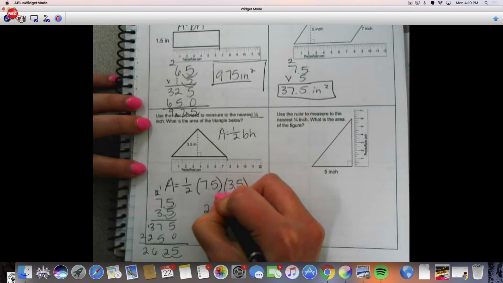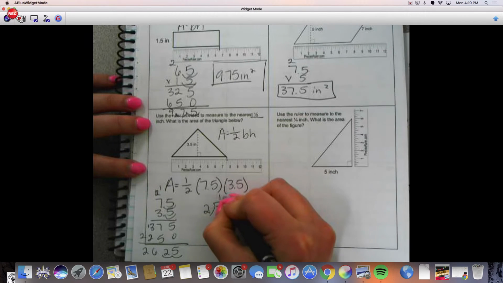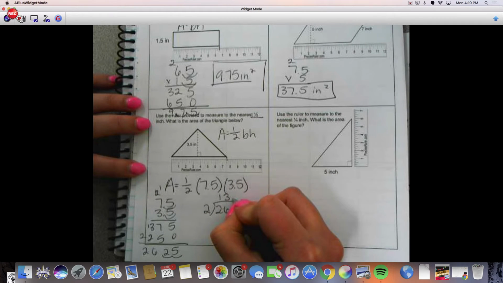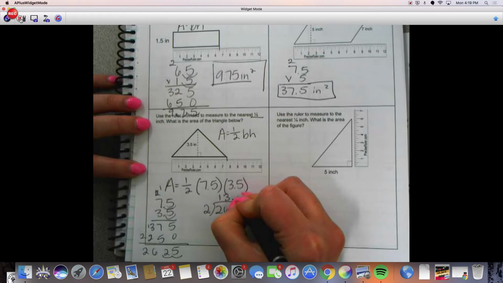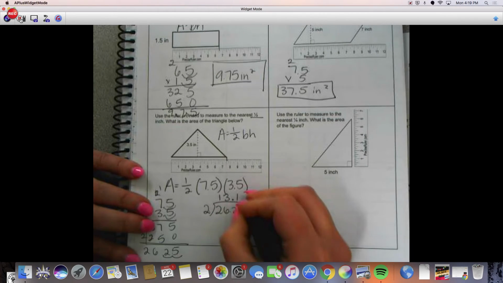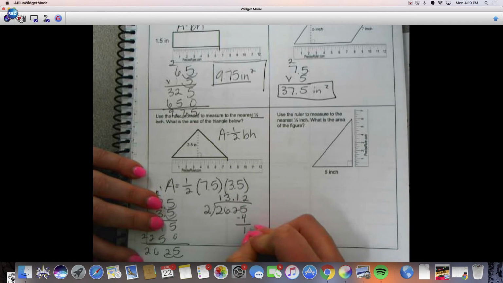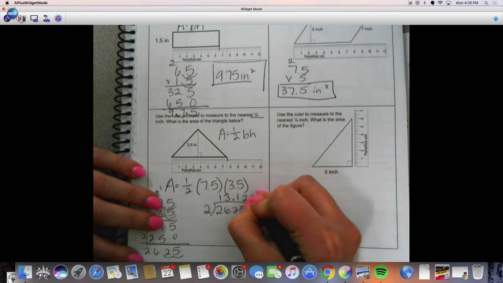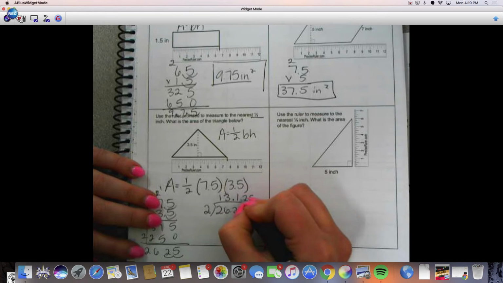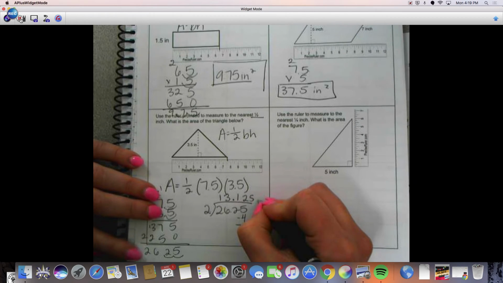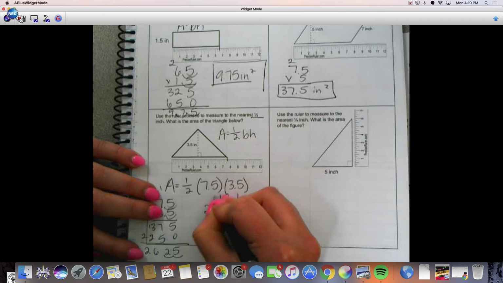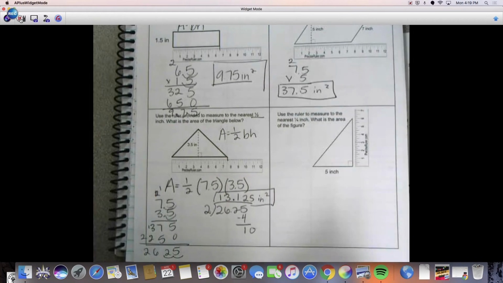2 goes into 2 one time, 2 goes into 6 3 times. Bring up my decimal, 2 goes into 2 one time, 2 goes into 5 2 times, and I subtract 4, and 2 goes into 10 5 times. So my answer is 13.125 inches squared. Now go ahead and try this one on your own.